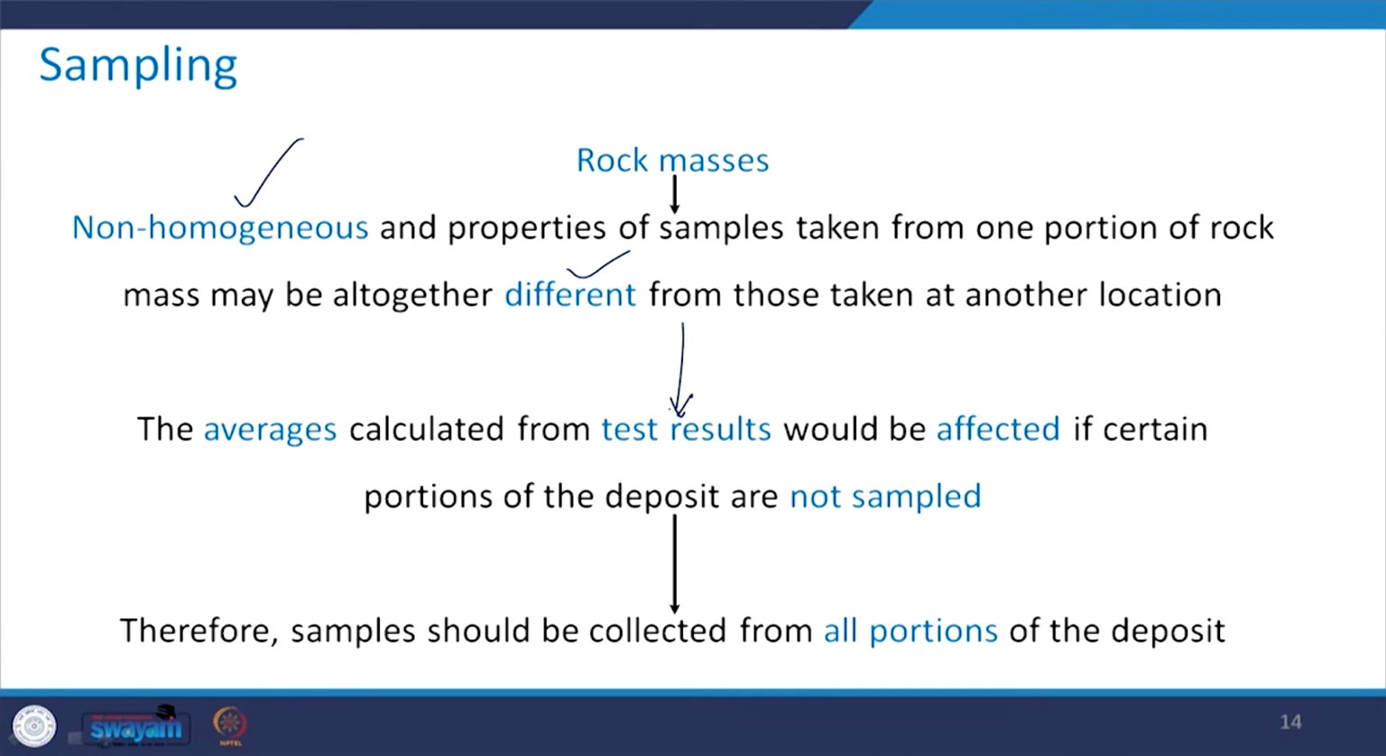Either we take the average of those test results, but then that would be affected if certain portions of the deposits, which have different characteristics, are not sampled in the field. Then let us say whatever we have sampled, we take the average of all that. So, the properties that we will get from those laboratory tests will not be the representative properties of the rock for the entire stretch of let us say 1 kilometer.